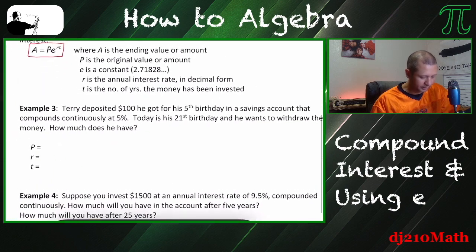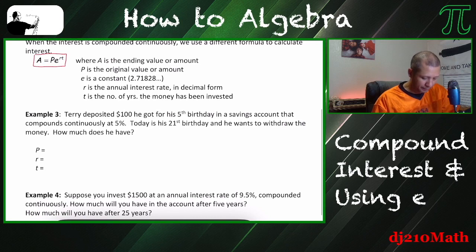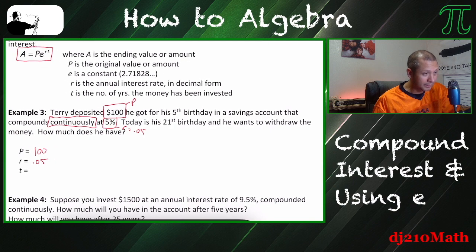Okay, so let's see a couple more examples. Terry deposits $100. So this is my beginning amount. It's on his 5th birthday, and the account compounds continuously. Right, there's that word. So I know I'm going to use the alternate compound interest formula. And at 5%, so this is my R, which is basically 0.05. Today is his 21st birthday, and he wants to withdraw the money. Okay. There's 16 years that goes from the 5th birthday to the 21st birthday.